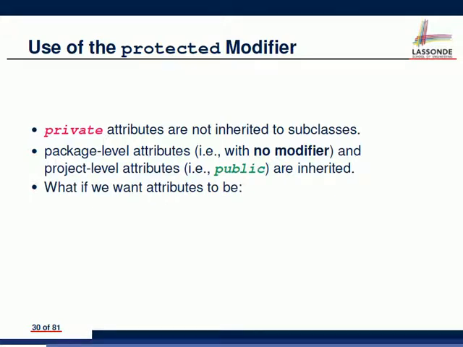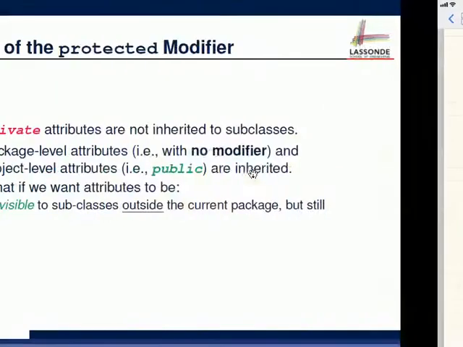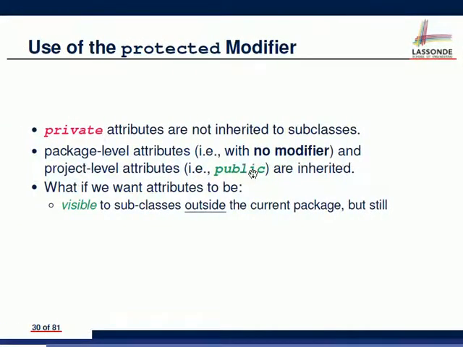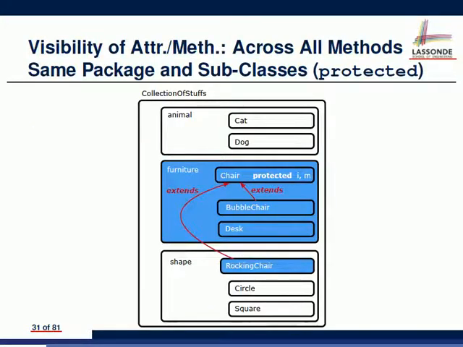Now, let's say we want a new visibility, which is not really supported currently. Let me give you one example. You can also see the code example on the website. Let me show you that. Let me go over this example directly, okay? Remember what we had before, we had a collection of projects. We have animal, furniture, and shape.